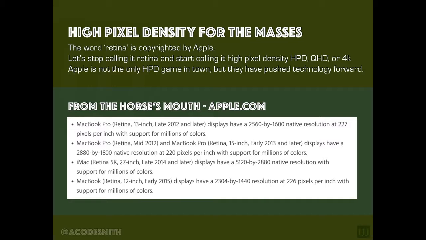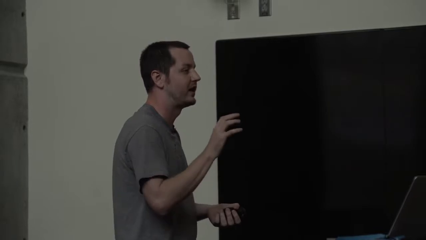So the word Retina is actually copyrighted by Apple. So in the hopes of a better open source community, us sharing software, let's stop calling it Retina. Maybe let's start calling it HPD, or QHD or 4K, something else, so that we don't give Apple ownership of that whole technology, because there are many other screens that have that. And we don't want to think that we're just building for Apple, right?